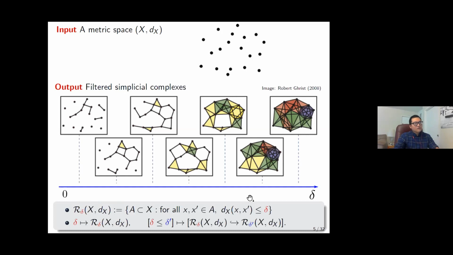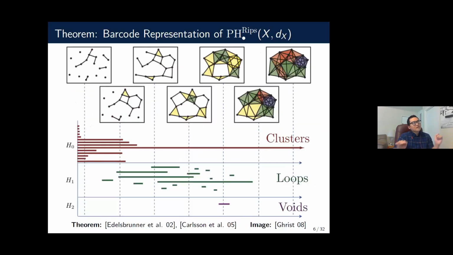Note that not only does each delta correspond to a delta-Rips complex, but also for each pair delta and delta prime, there is an associated inclusion map between the corresponding Rips complexes. Now, by applying the homology functor to this entire filtration, we obtain the so-called Rips persistent homology of a metric space. Then one fundamental theorem in topological data analysis is that we can represent this persistent homology as a so-called barcode or persistence diagram.